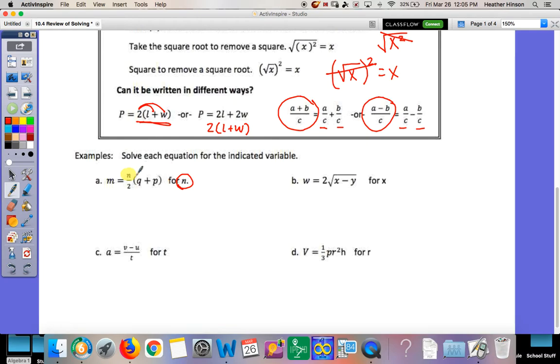So this one has distributing. Can we distribute this? Like I was telling you before, if you distribute this, you're going to get n over 2 times q and n over 2 times p. That's going to give you 2 n's. We're trying to solve for n. We don't want to create more n's. We only want there to be 1 n. So we should not distribute this. That's not going to make this problem easier. It's going to make it worse.